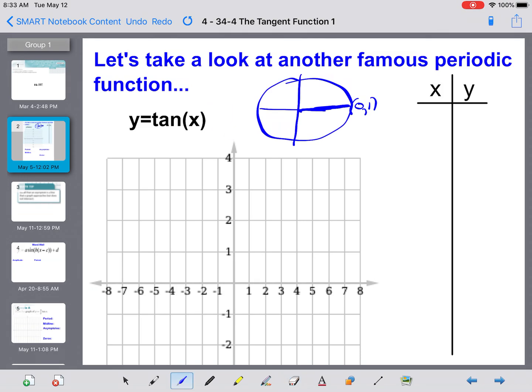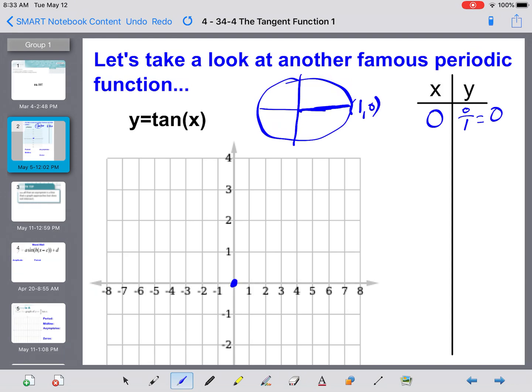So when the angle is 0, the tangent ratio is y over x. I'm sorry, I mislabeled this point. Hold on. That's 1, 0. So when the angle is 0, the y over the x is 0 over 1, which is just 0. So 0 over 1 is fine, that's legal, you can type that in your calculator. So here is our first value.